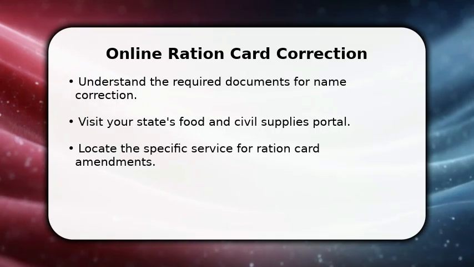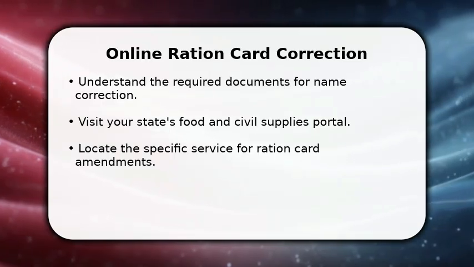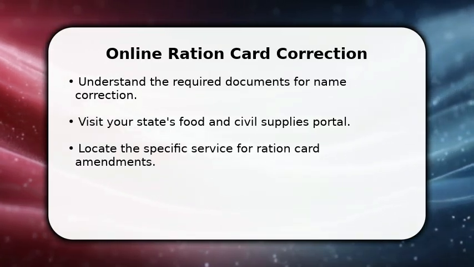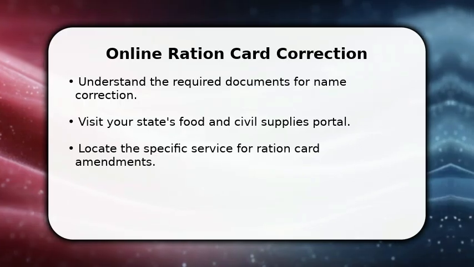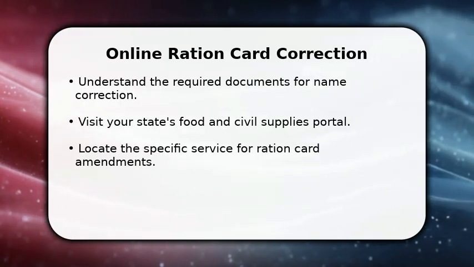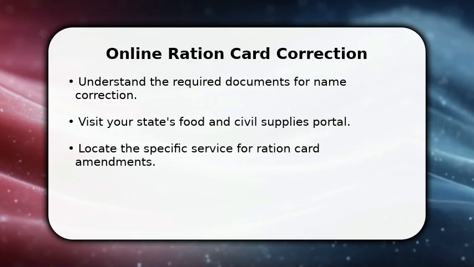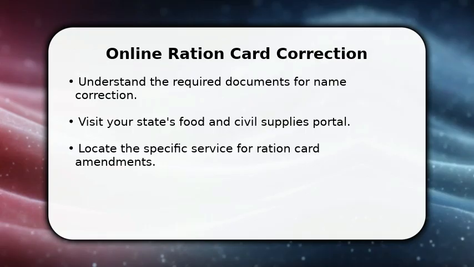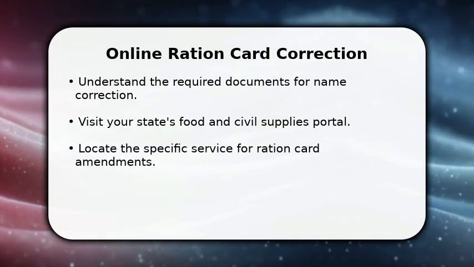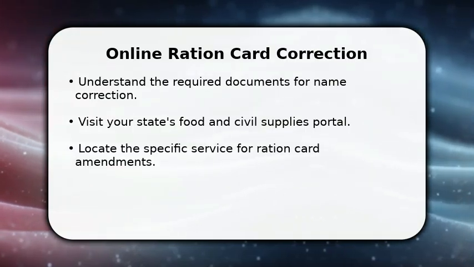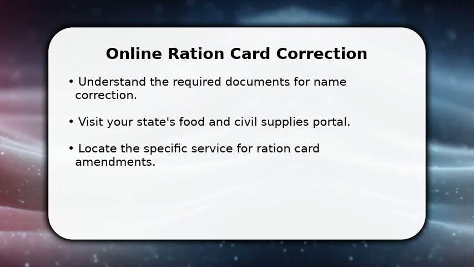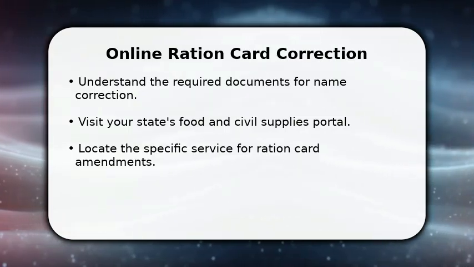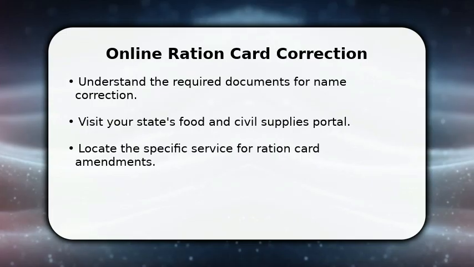In this video, I will explain how to apply for name correction in your ration card online. First, gather all necessary documents like your original ration card, proof of identity, and the document with the correct name. Next, navigate to your state's official Food and Civil Supplies Department website. Look for the section dedicated to online services or ration card amendments to begin the process.